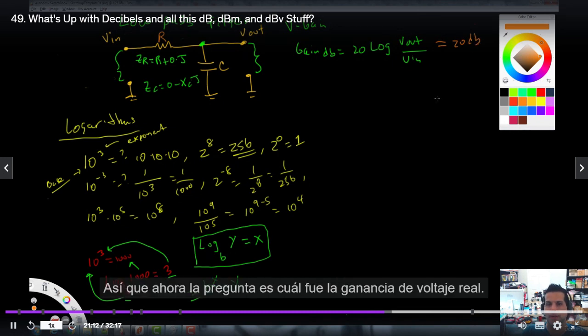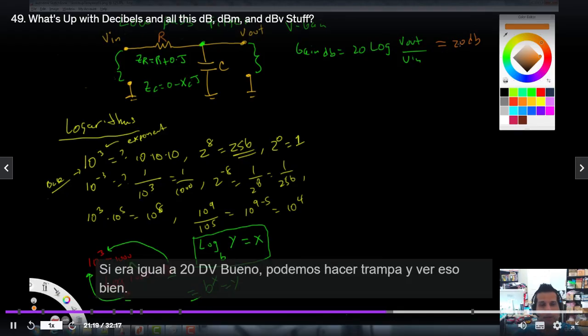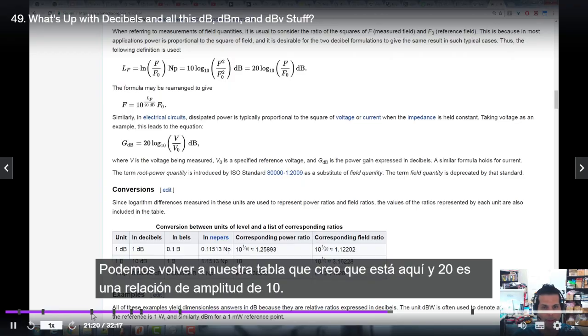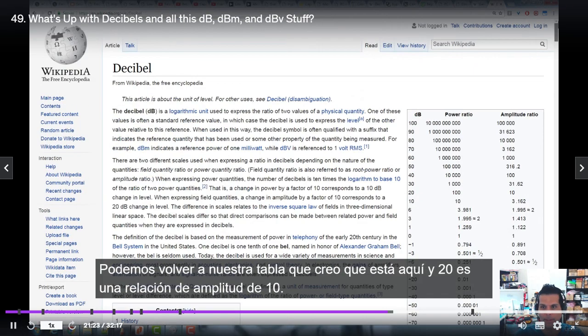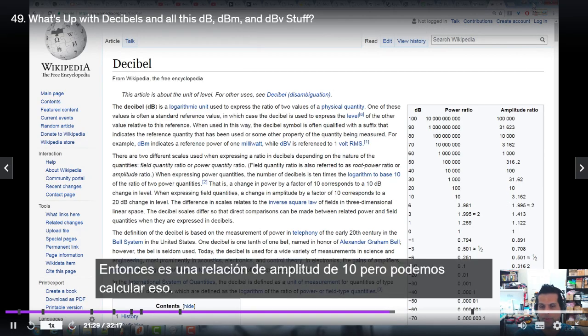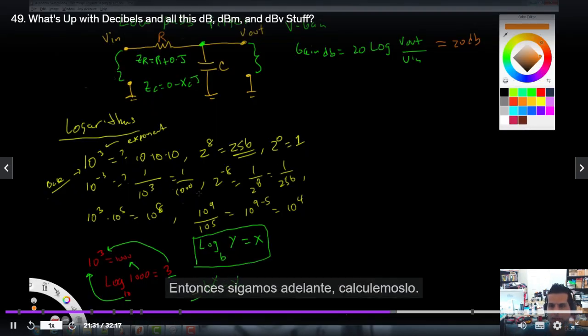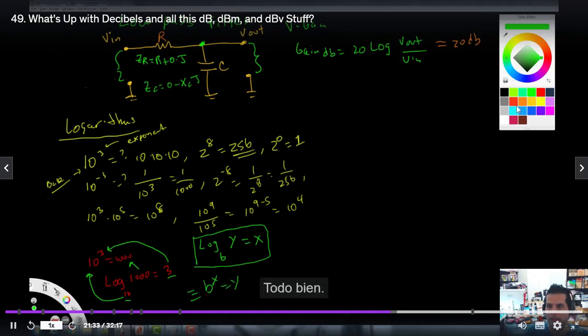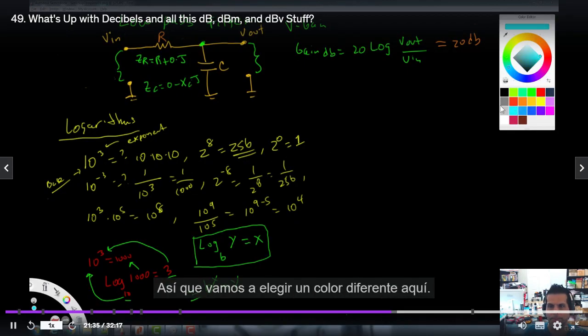So now the question is, what was the actual voltage gain if it was equal to 20 dB? Well, we can go cheat and look at our table, which I think is here. And 20 dB is an amplitude ratio of 10. But can we compute that? So let's go ahead and compute it. Let's pick a different color here.